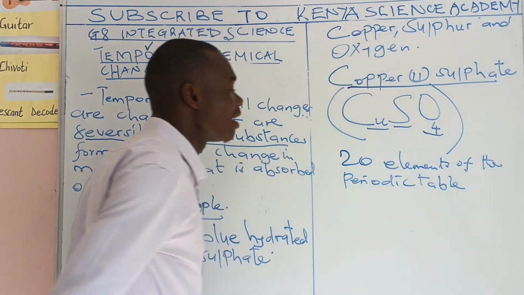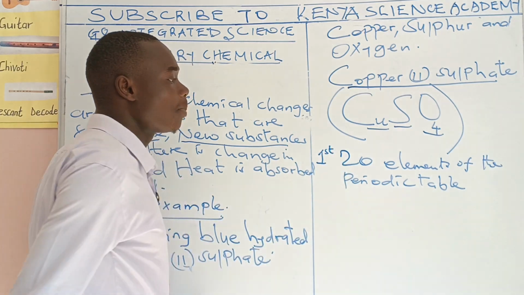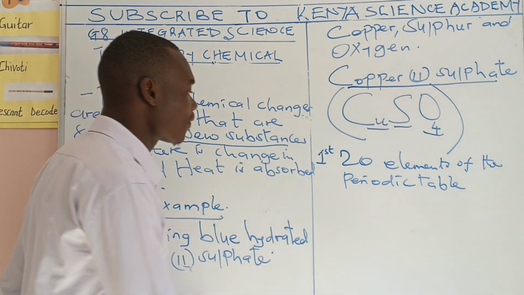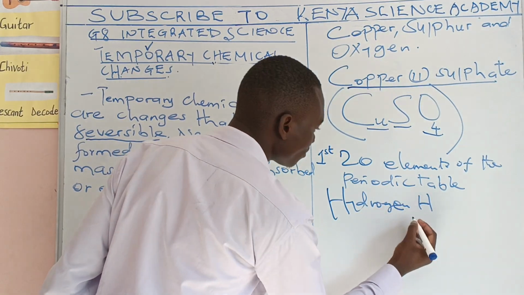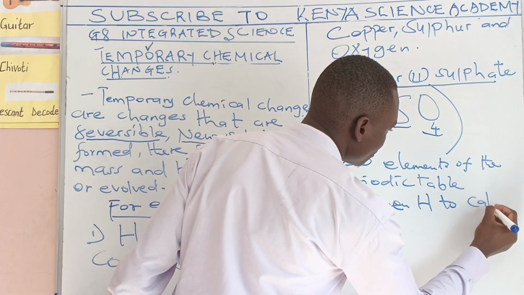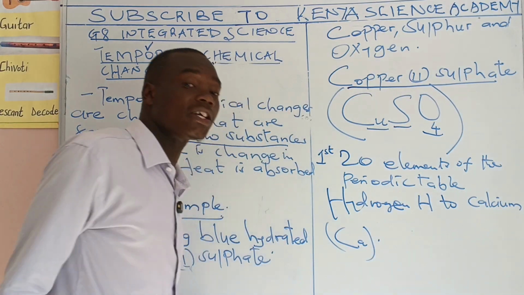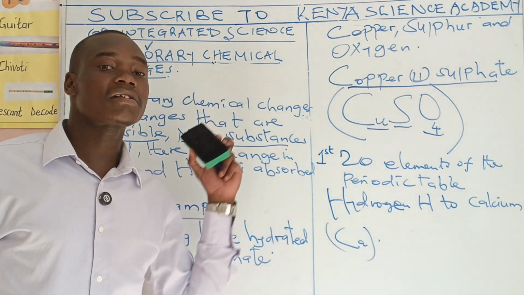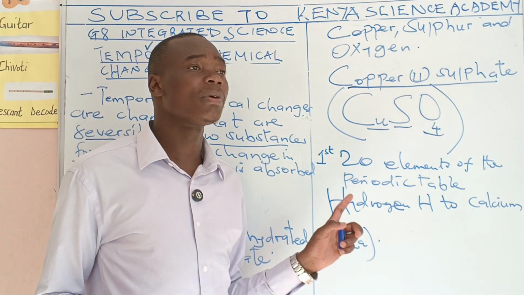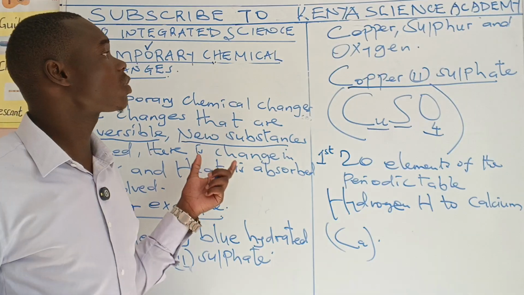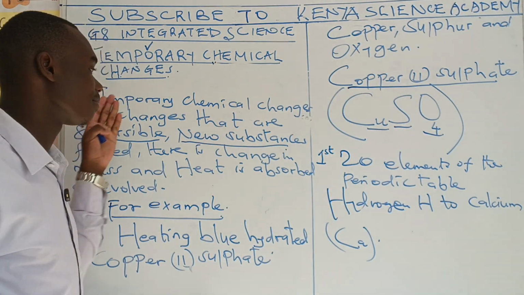The first 20 elements of the periodic table, beginning from hydrogen, that is H, to calcium, that is capital C, small a. So make sure that as you learn integrated science, you are well conversant with the first 20 elements of the periodic table, because it is from the first 20 elements that you will know these particular things I'm talking about.